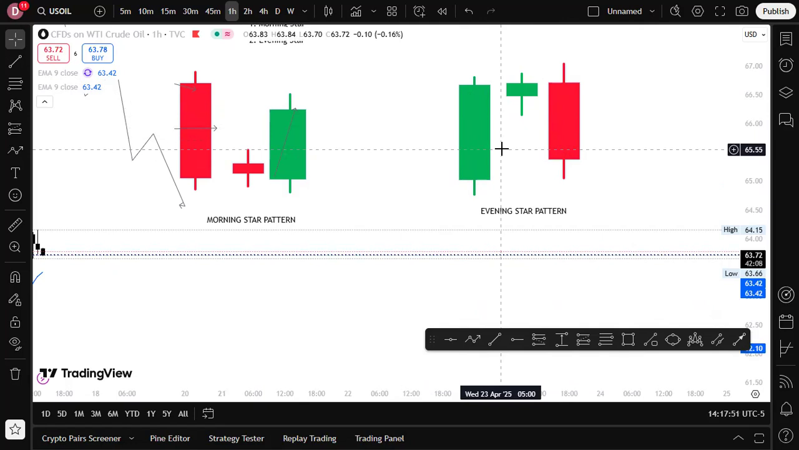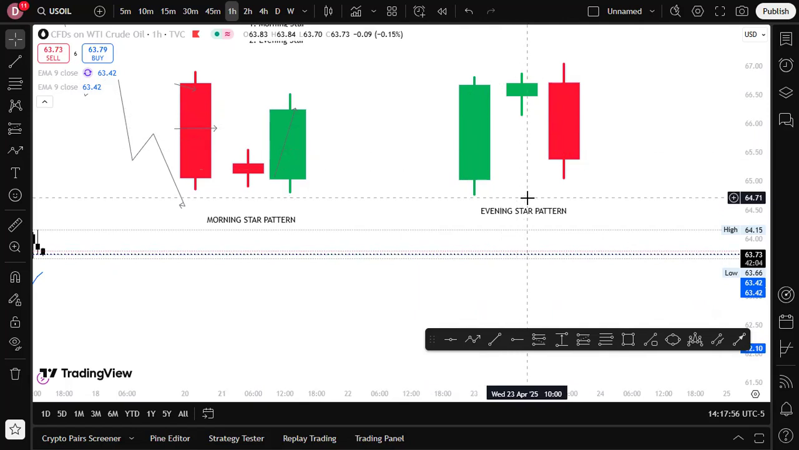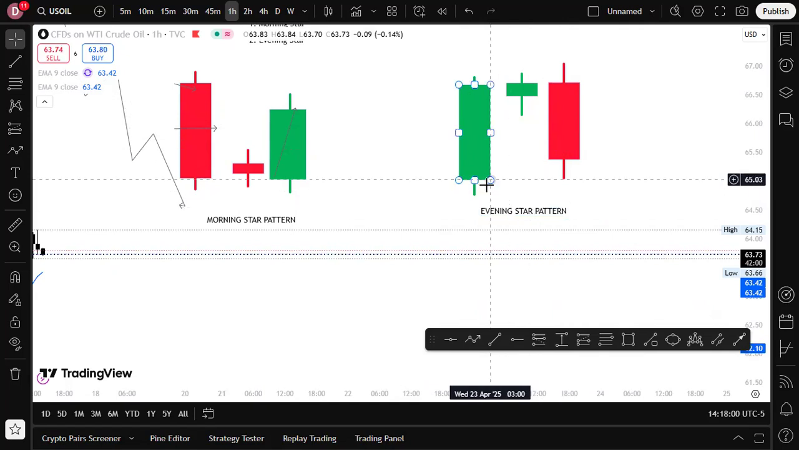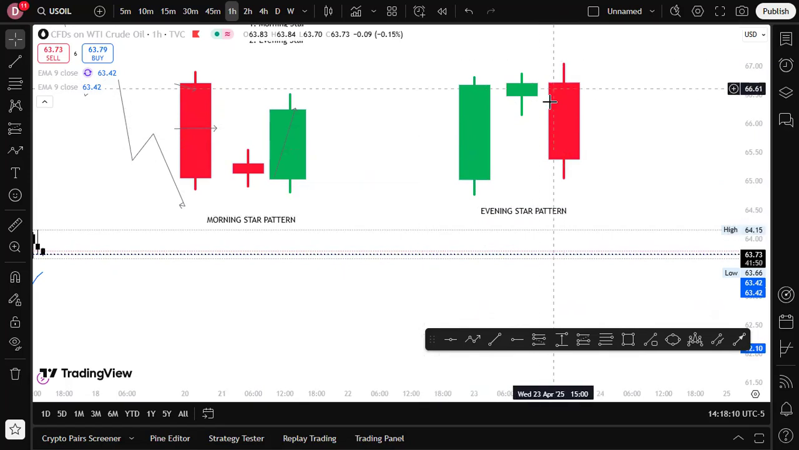It has to occur at the top of an uptrend, indicating that there's a strong reversal that is going to happen. So for the evening star candlestick pattern to be valid or considered a strong reversal pattern, it has to occur at the top of an uptrend. As I said, if we are going up in price and then at the top this evening star forms, it signifies a very strong bearish reversal that might happen.